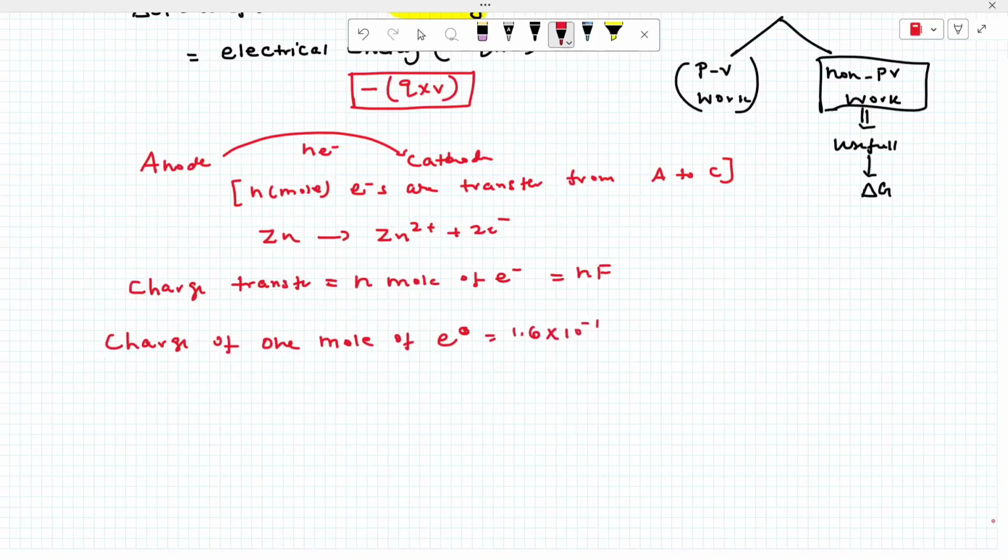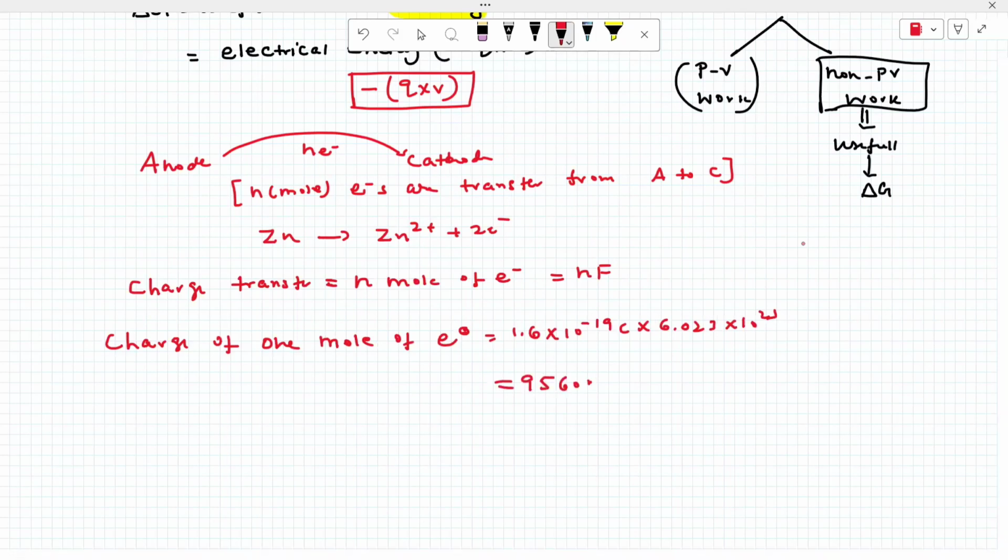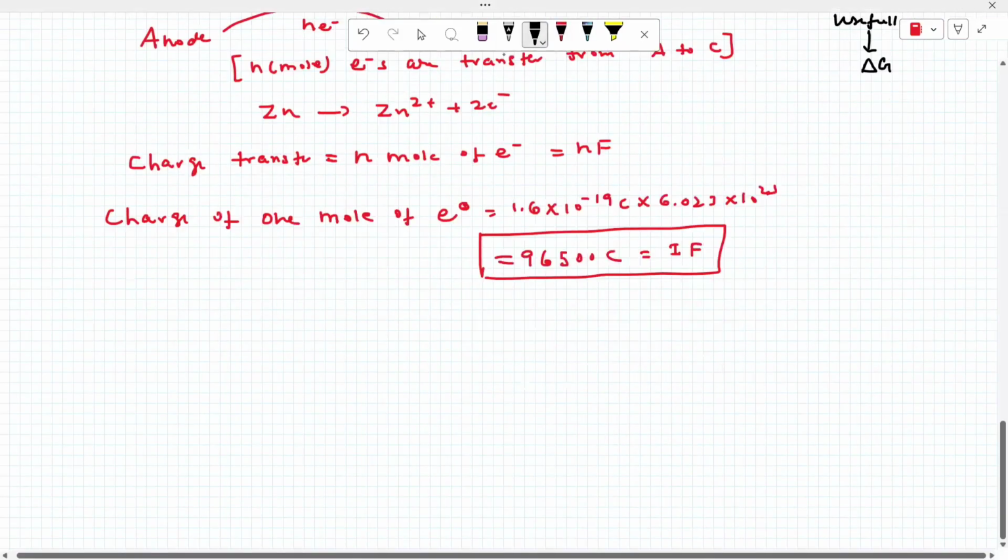1.6 into 10 power minus 19 coulomb. Right? Now 1 mole is 6.023 into 10 power 23. Now if you multiply this value, what is the answer? 96500 coulomb. So that equals 1 farad. You got the point? What is 1 farad? The charge of 1 mole of electrons we call 1 farad. Please note.